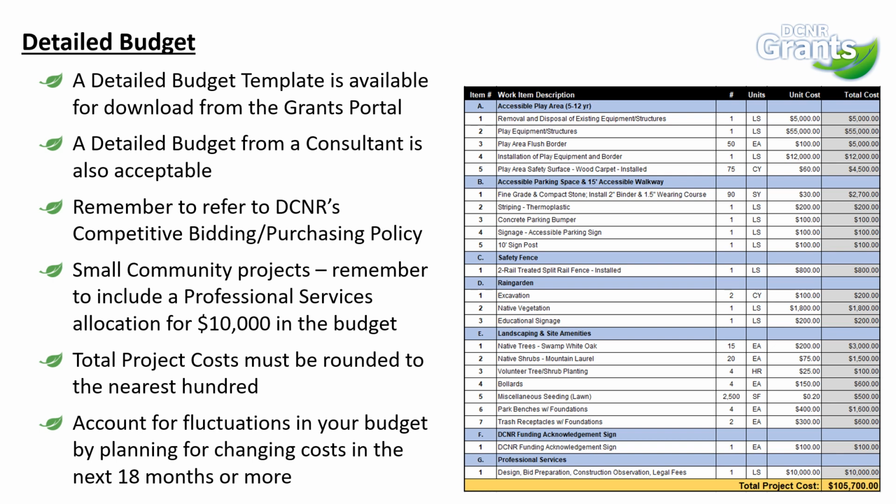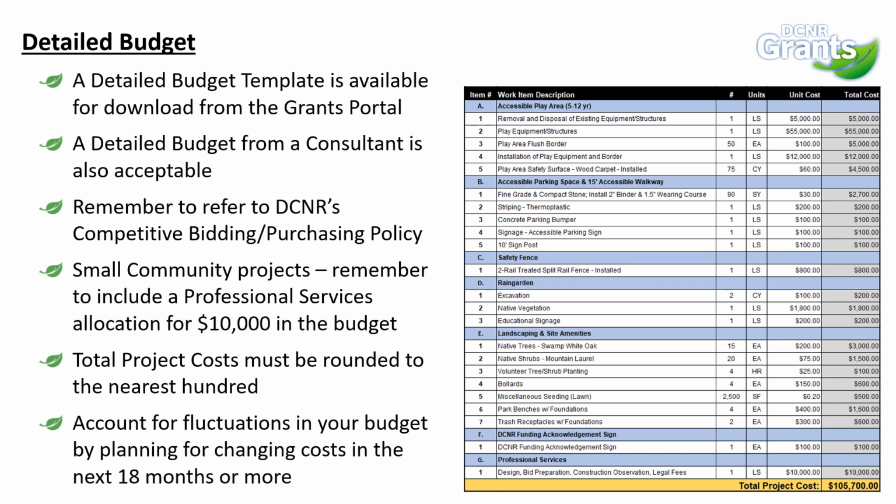Refer to how the example budget itemizes the accessible play area, item A, 1 through 5, accessible parking space and accessible walkway, item B, 1 through 5. This is a good example to demonstrate a detailed budget.